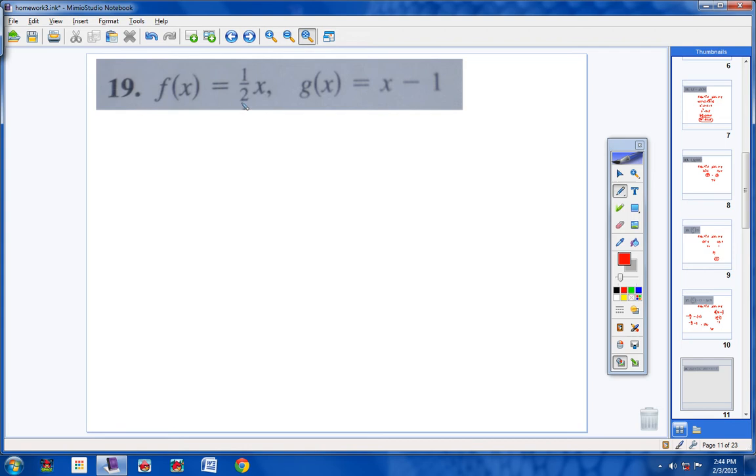Now the directions for 19 through 21 say graph the functions f, g, and f plus g on the same set of coordinate axes. Okay, so this one we only have two of these, so it shouldn't be too bad. I'm going to graph this one here in black. I'll circle it in black. I'm going to graph this one here in red. Okay, and then I'm going to graph f plus g in green. Alright, so here we go. Here's my coordinate plane.